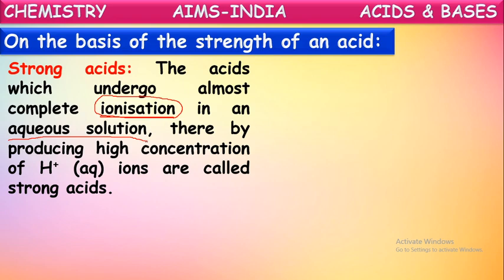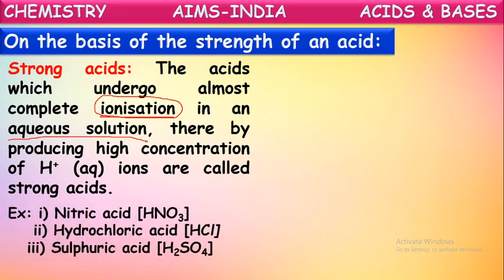In the aqueous solution, acids split into positive H plus ions and negative ions. If an acid completely ionizes, if we dissolve 100 molecules of an acid into water and almost all the 100 molecules split into H plus ions and negative ions, then that acid is called a strong acid. Examples for the strong acids are nitric acid, HNO3, hydrochloric acid, sulfuric acid. When dissolved into water, almost all the molecules ionize completely. Such kind of acids are called strong acids.